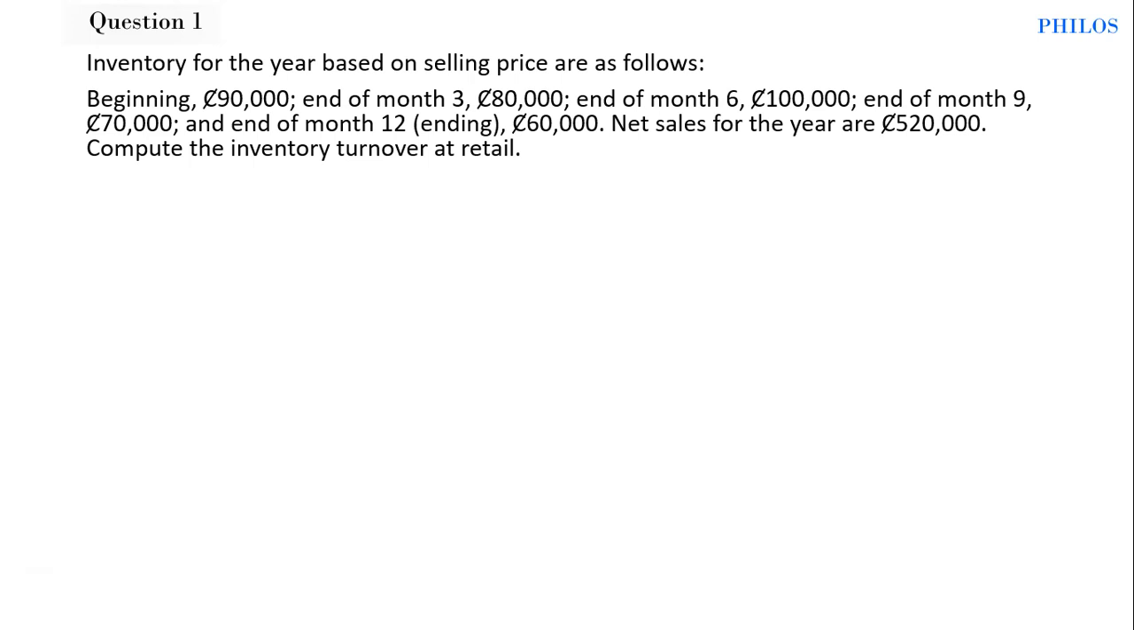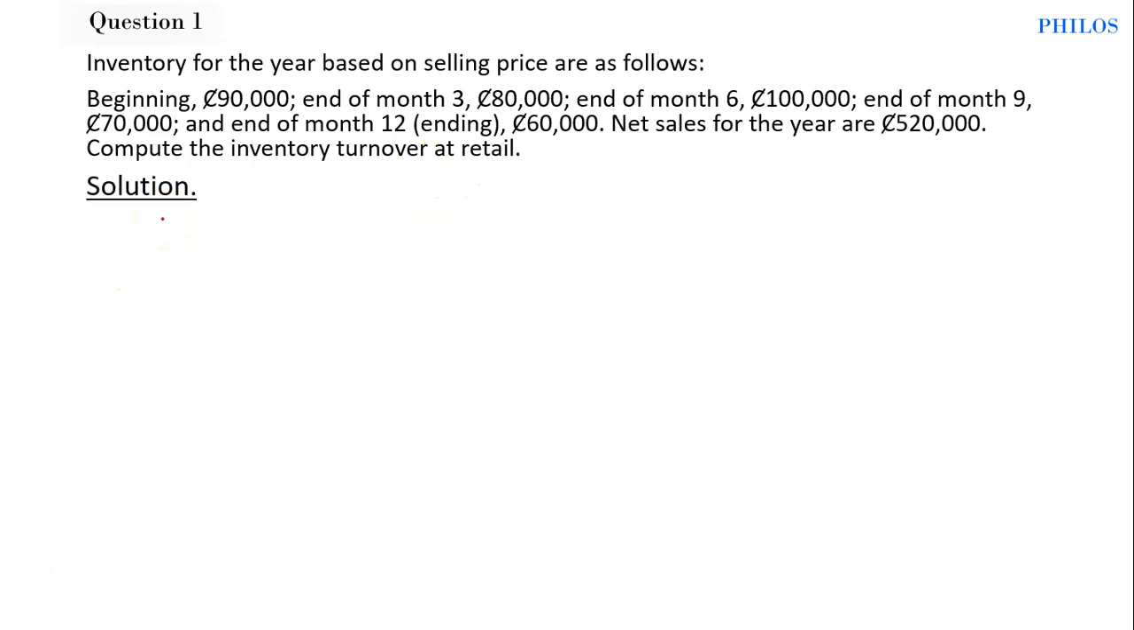Question 1 says, inventory for the year based on selling price are as follows. Beginning 90,000 cedis. End of month 3, 80,000 cedis. End of month 6, 100,000 cedis. End of month 9, 70,000 cedis. And end of month 12, that's the ending, is 60,000 cedis. Net sales for the year is 520,000 cedis. Compute the inventory turnover at retail.